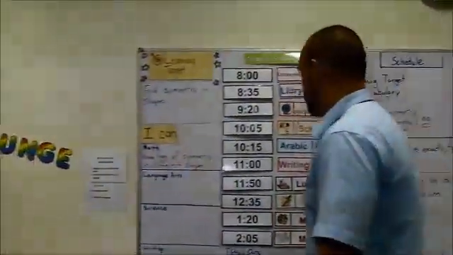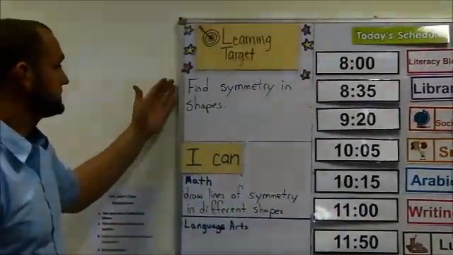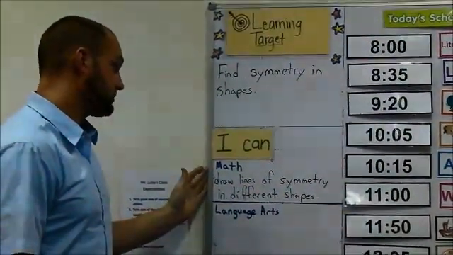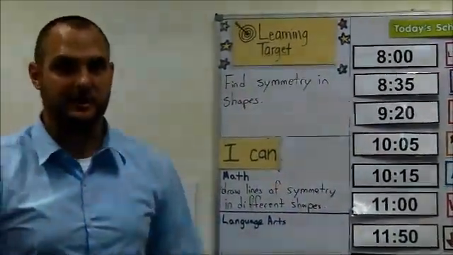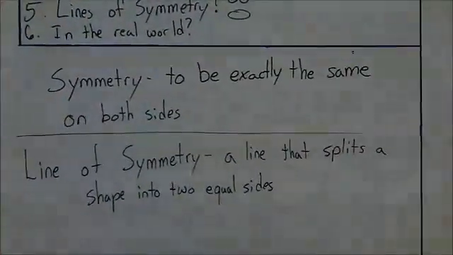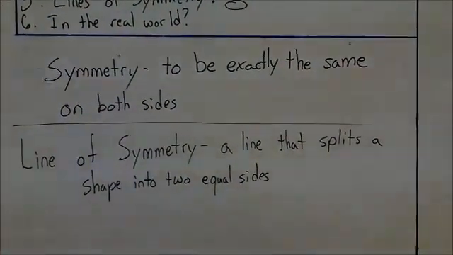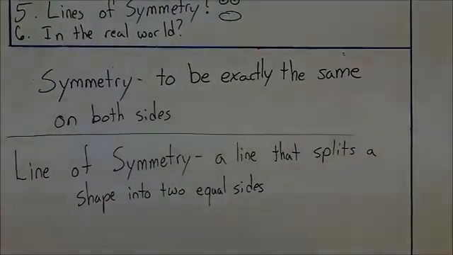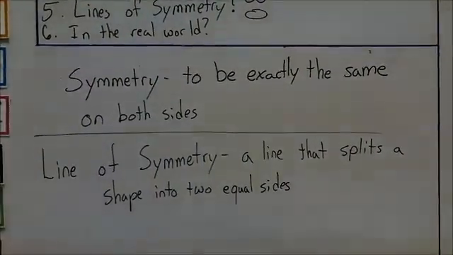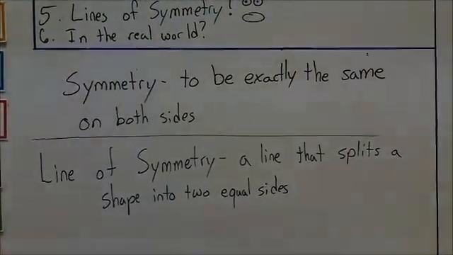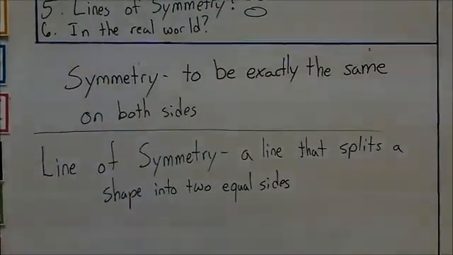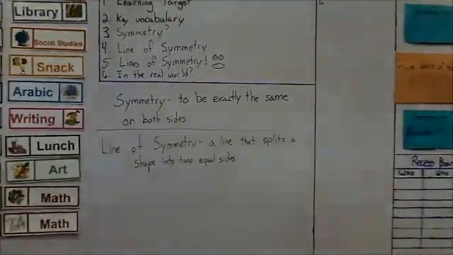Okay, let's take a look over here. Our learning target today is find symmetry in shapes. Then I can draw lines of symmetry in different shapes. I think I'm going to get sick of saying symmetry, symmetry, symmetry. All right. Now, what actually is symmetry? We can see over here that our first key vocabulary word is symmetry. To be exactly the same on both sides. Then right below it, it says a line of symmetry. A line of symmetry is a line that splits a shape into two equal sides. Lots and lots of symmetry today.